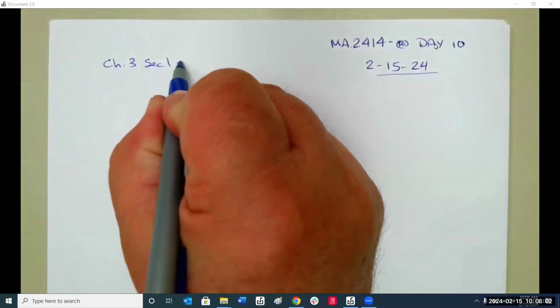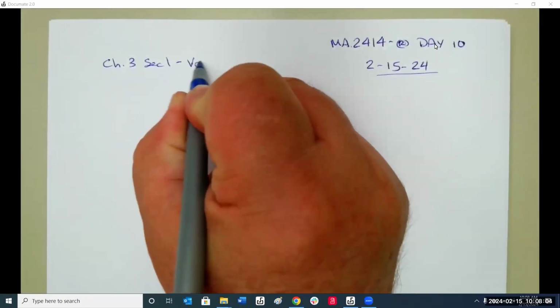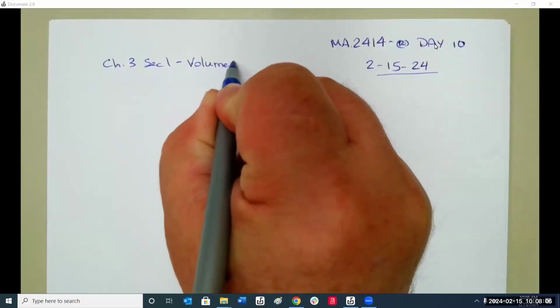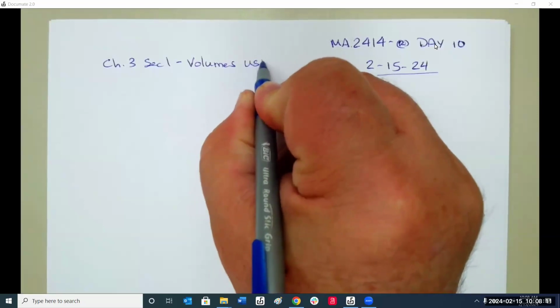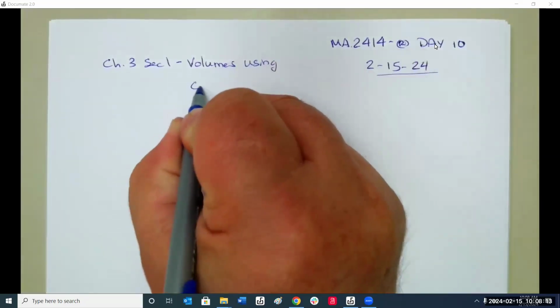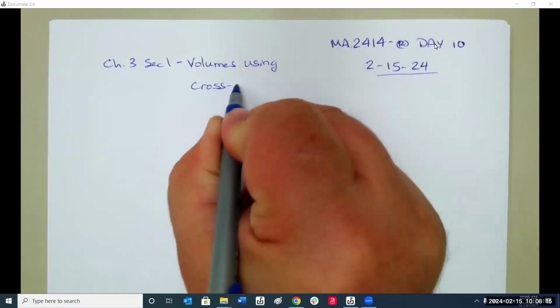Hello, everybody. We're going to start chapter 3, section 1, which is now finding volumes using cross sections.